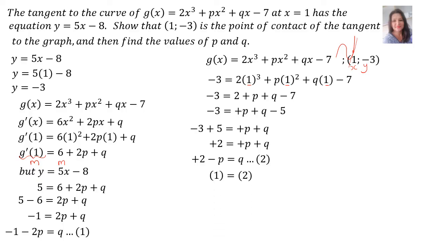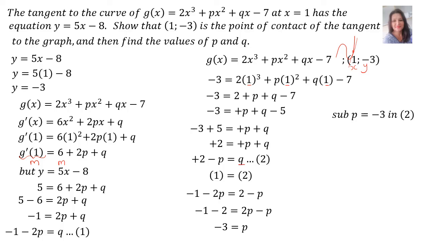I will equate the two equations since both of them are equal to q. And then I can say -1 minus 2p is equal to 2 minus p. Let's get p's on one side and numbers on the other side. -1 minus 2 is 2p minus p, -3 is p's value. Then substitute p's value, -3, into number 2. There's number 2. In p's place goes -3. 2 plus 3 is q, and q's value is 5.